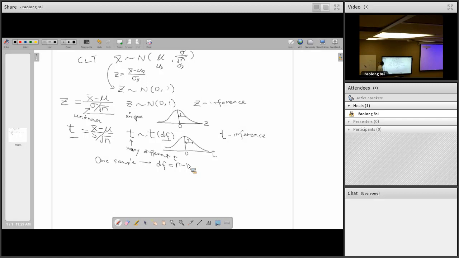Another thing is we need to introduce another term. We know sigma over square root of n. This term is called the standard deviation of the sample mean x bar. So sometimes we use standard deviation of x bar to represent that, which will be sigma over square root of n.